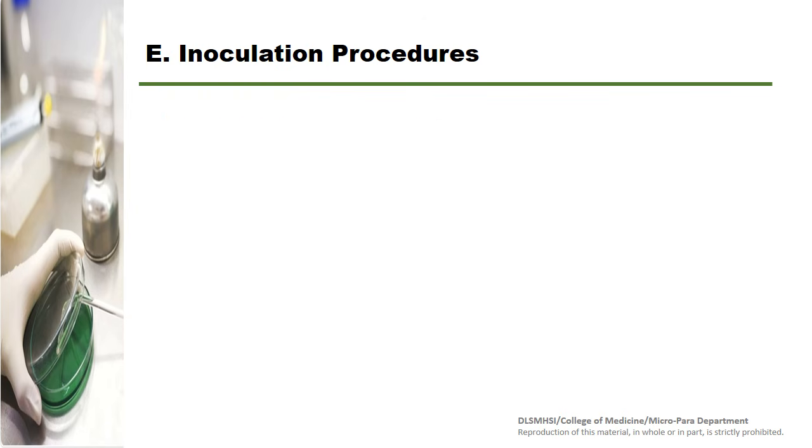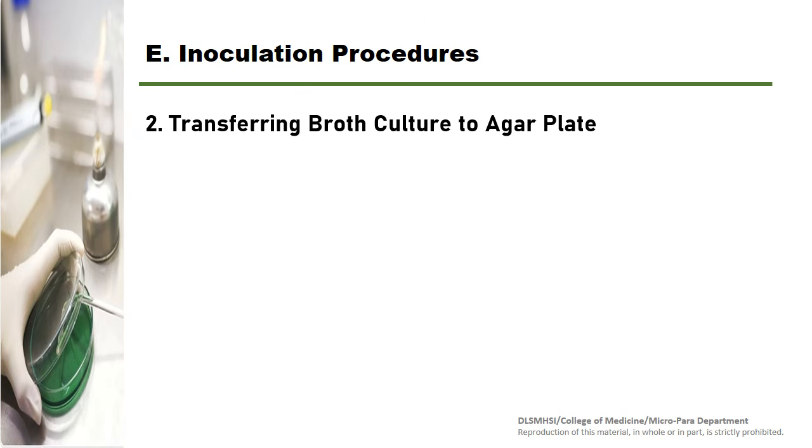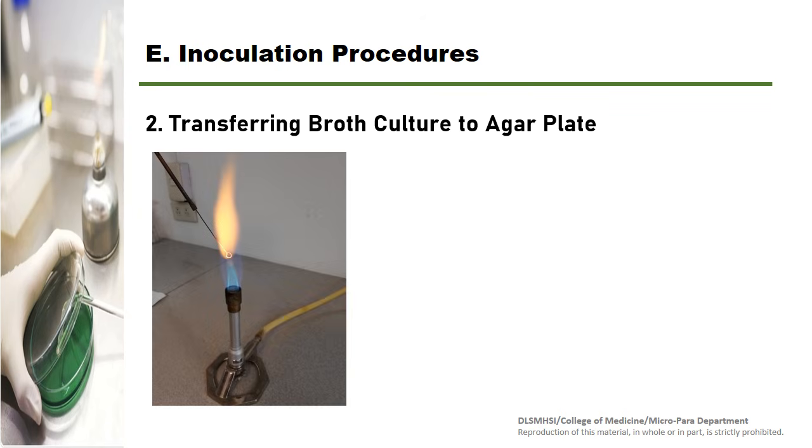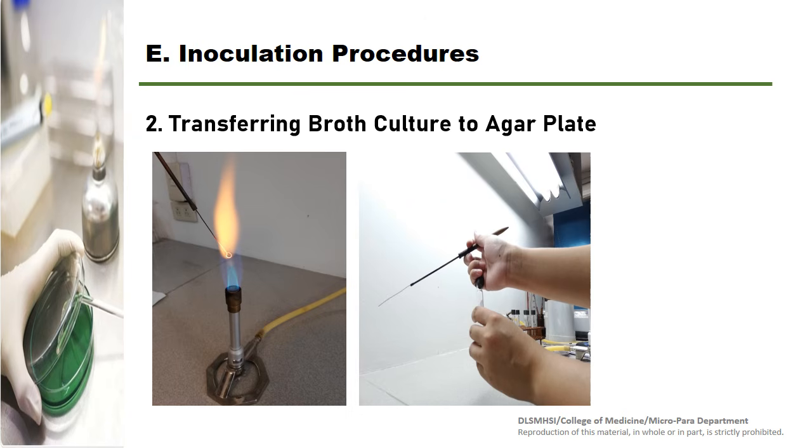Now let us proceed to the transferring of broth culture to agar plates. So a while ago we were working with slant culture, and now we'll be discussing broth culture. When working with broth culture tubes, what we use is the inoculating loop. Some of the same procedure applies. Of course, you need to sterilize your inoculating loop, and while holding the sterilized loop, remove the cotton plugs or screw cap from the mouth of your tube containing the inoculum.